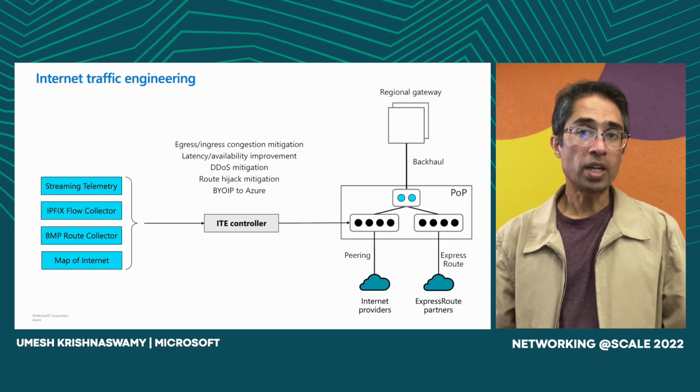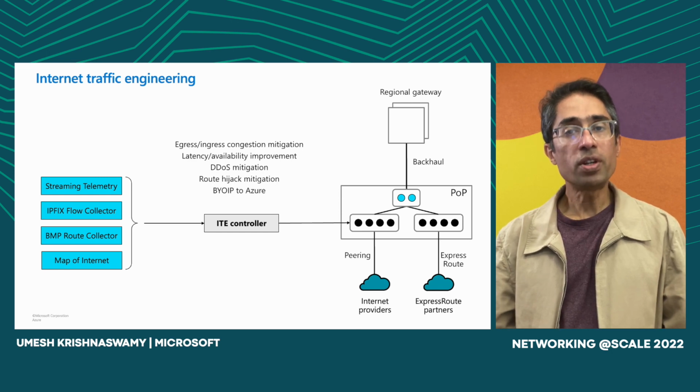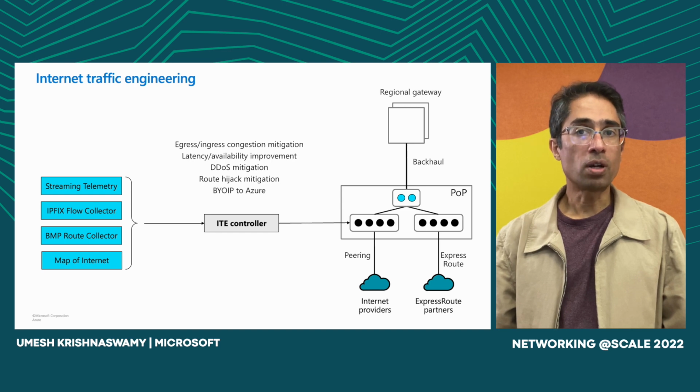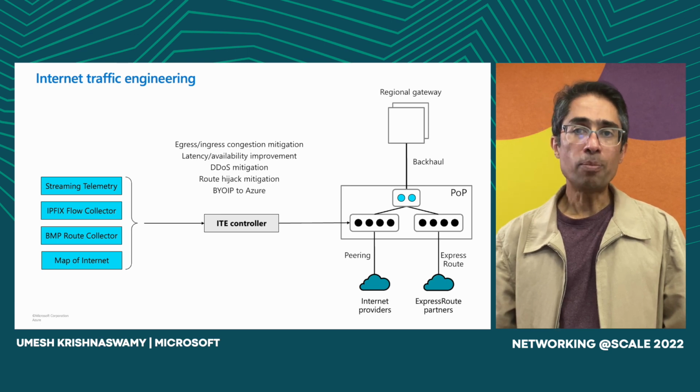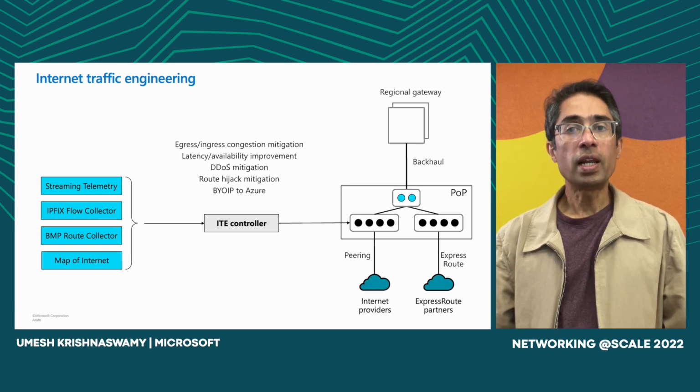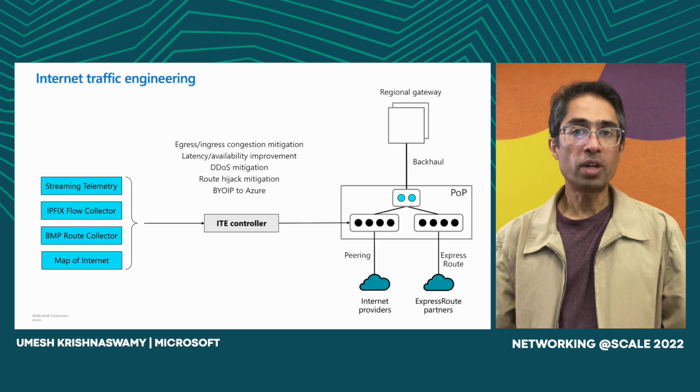For input, the ITE controller uses streaming telemetry for various interface statistics, IPFix for finding top flows, BMP for finding alternate paths, and map of the internet for measuring latency and availability on alternate paths.